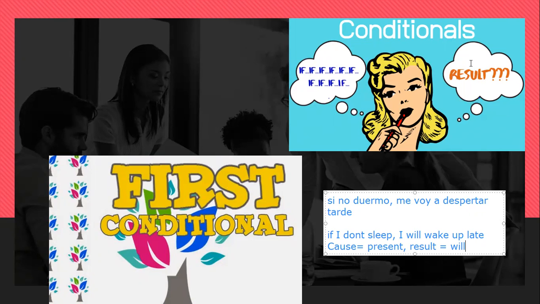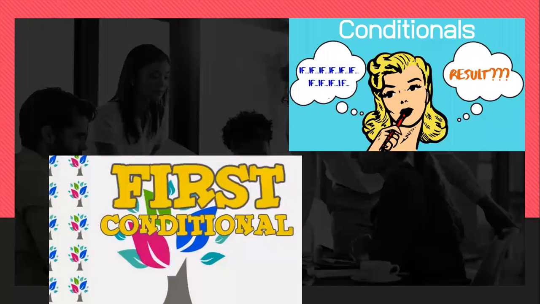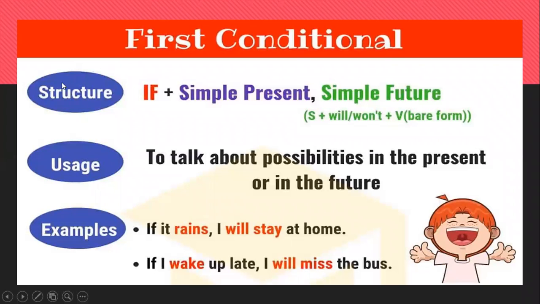Another example: if I don't exercise, I will gain weight. If I drive too fast, I will have an accident. That's the use of the conditional in this case. The structure is if, simple present, the comma, and the simple future. We use it to talk about possibilities, which is cause and effect or cause and result. Example: if it rains, I will stay at home. If I wake up late, I will miss the bus. That's the use that it has.